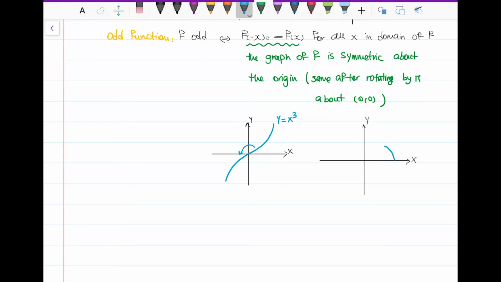Another example would be this graph. This is called sine of x. This is a trigonometric function, and we are going to talk about them later in the course. But if we rotate this part of the graph by pi radians, it goes into this part. So both of them are odd functions. Okay, very good.